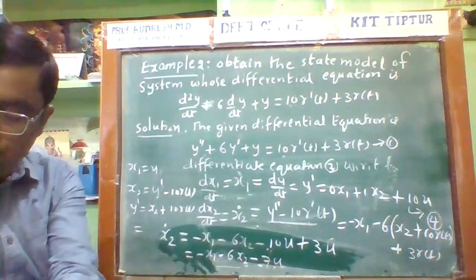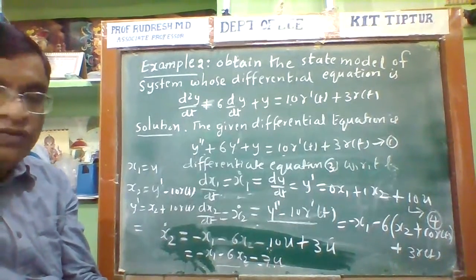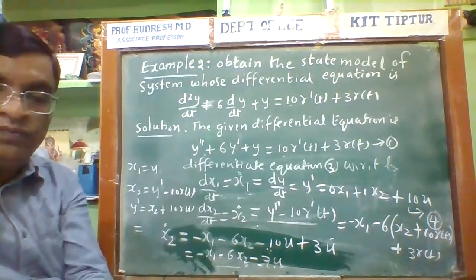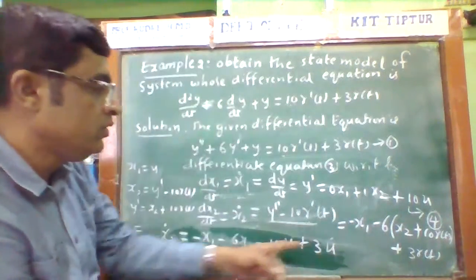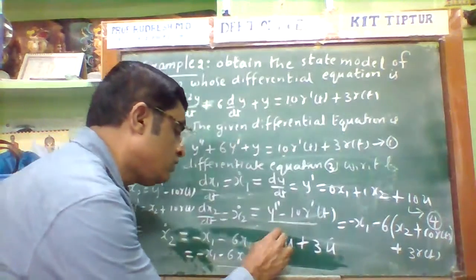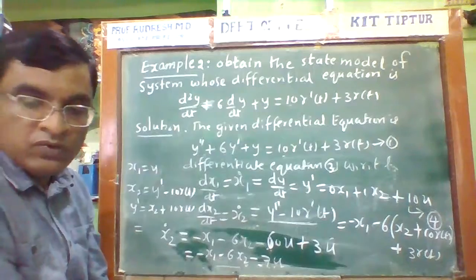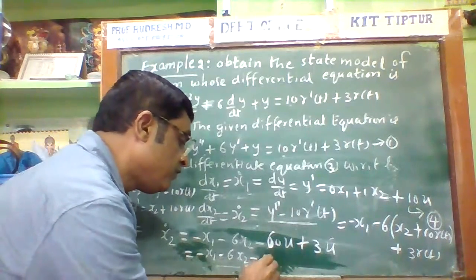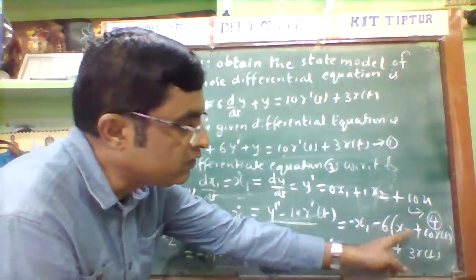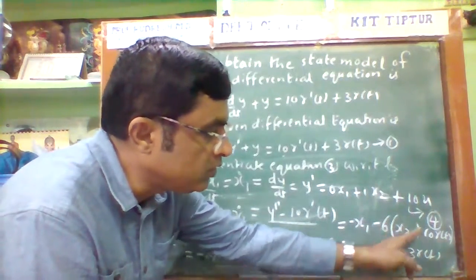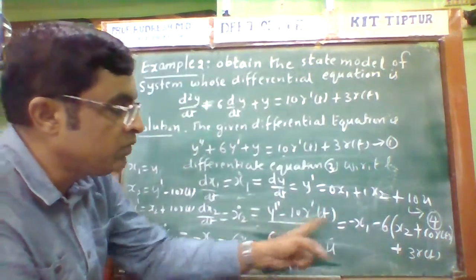Now this is the value. 6 into 10 means 60u, 60u minus 3u, that is 57u. Because here there is a minus 6 into plus 10, so minus 60u, plus this 3u, therefore minus 57u.